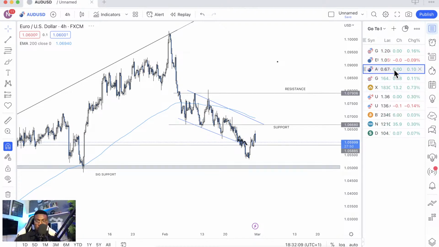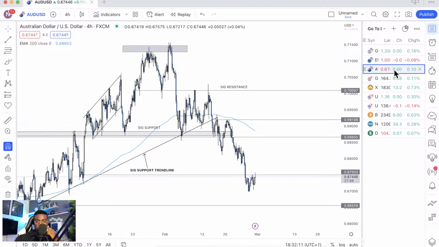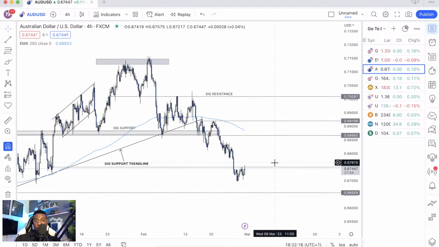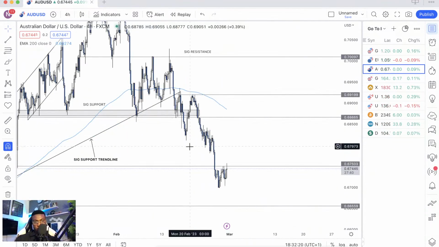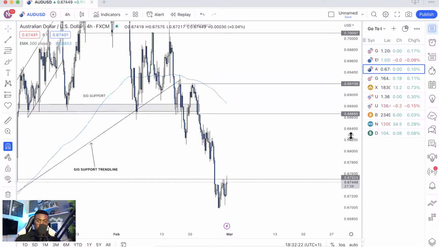So let's go to the Australian dollar and the US dollar, Aussie dollar. Remember that earlier today there was positive news released in Australia by the Australian Bureau of Statistics. The reports were positive.